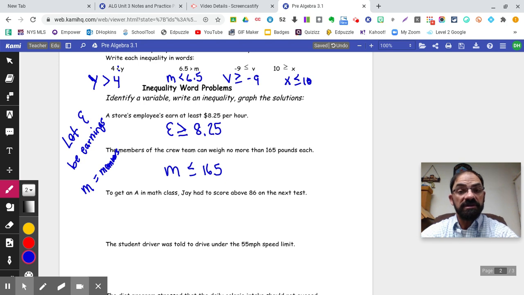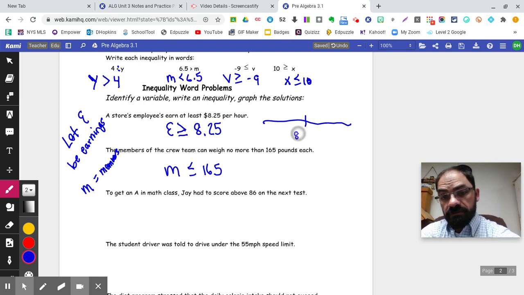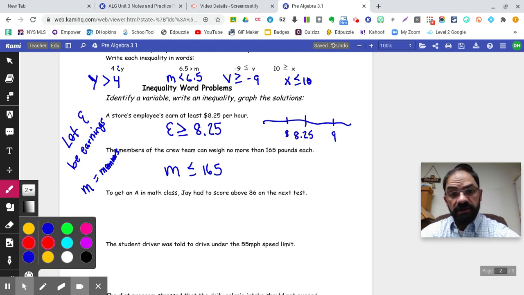Oh, I'm sorry, and it is asking me to graph the solutions, isn't it? Well, let's back this up. So I need a number line. Don't pick on my lines. Yeah, that's ugly. We could have 8.25. On this side, we could have 9, and on this side, we could have 8. Now, that is a closed circle, if you remember from yesterday or the previous lesson.